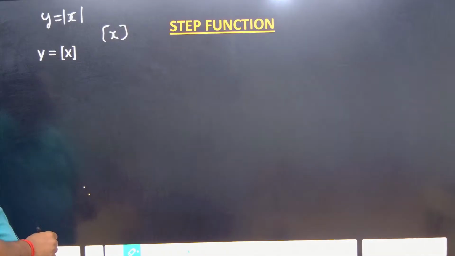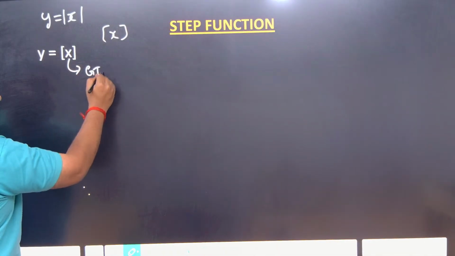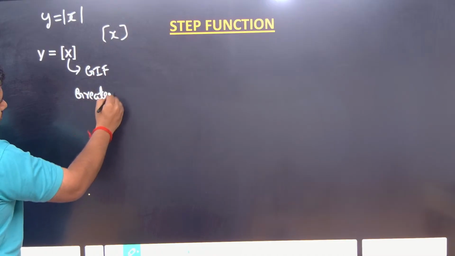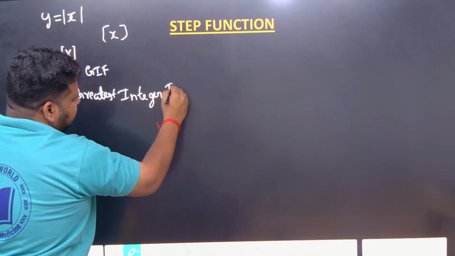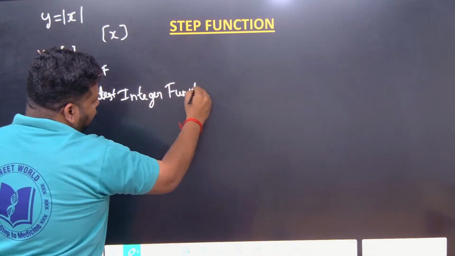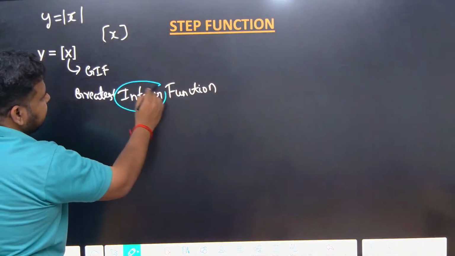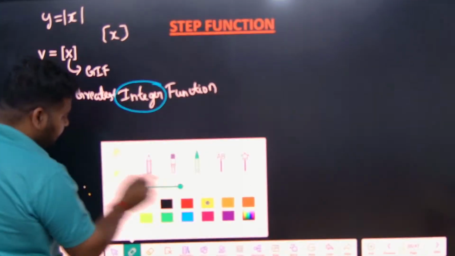So what is the step function? The step function is also called the GIF function. Here GIF stands for greatest integer function. Here, what is the word that you should focus on? It is the word integer. Why? Now I will give some examples, and by that you will understand why we have to focus on the integer.